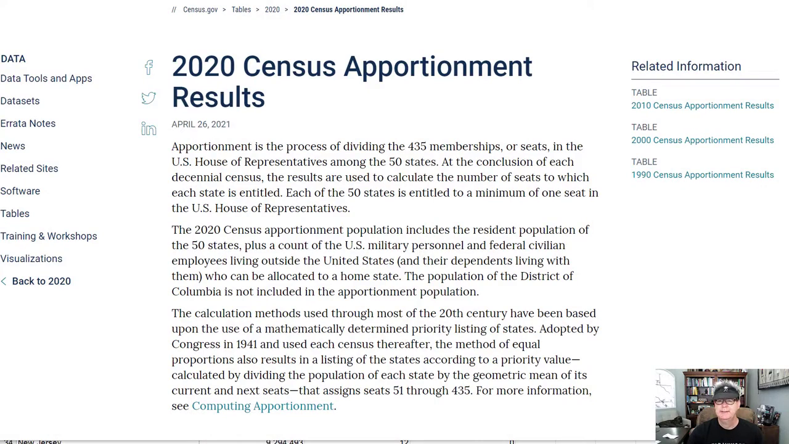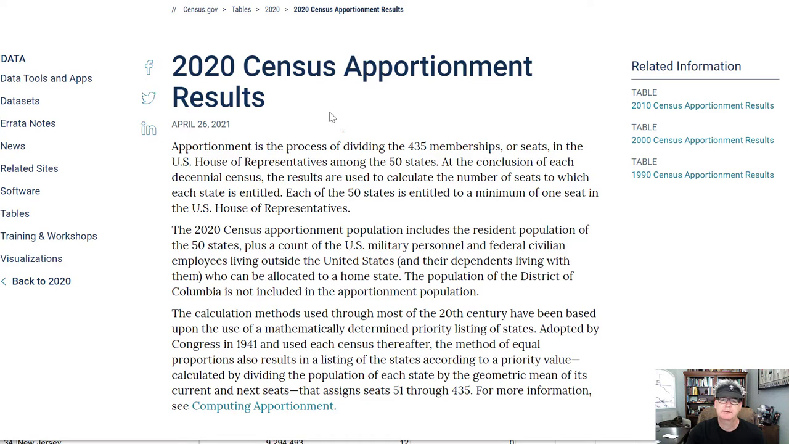Good day, everybody. Today we're going to look at Hamilton's method in a little more detail. It's a pretty straightforward method, but we don't use it for certain reasons, and we'll see why. First, all you need is the population of the states.